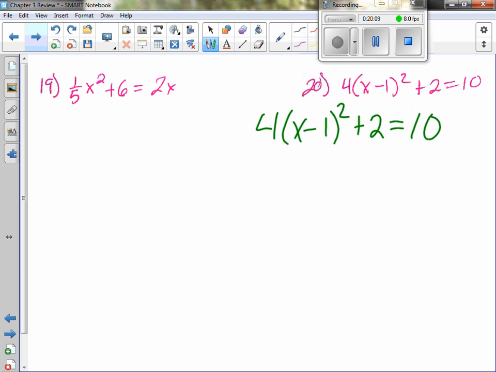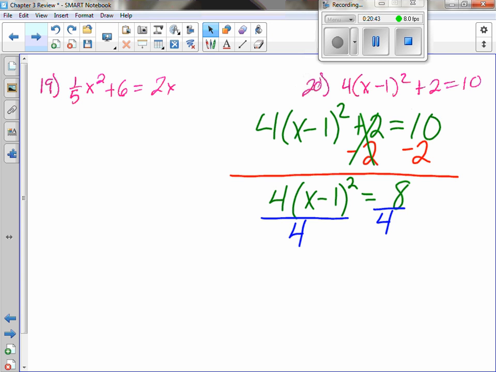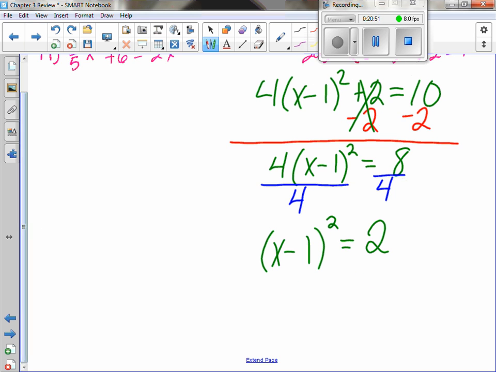So we'll get the set of parentheses by themselves first. Well, the first thing I need to do is subtract 2 from both sides, because these will cancel, leaving me with 4 times x minus 1 squared is equal to 8. Well, at this point here, the set of parentheses is not by itself. It's being multiplied by the 4, so we're going to divide both sides by 4, which will give us x minus 1 squared is equal to 2.